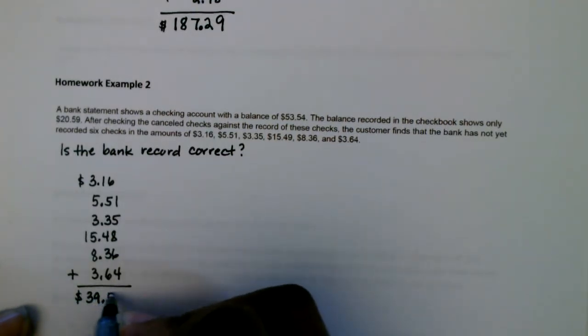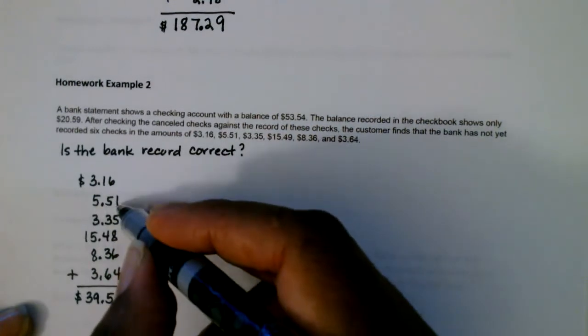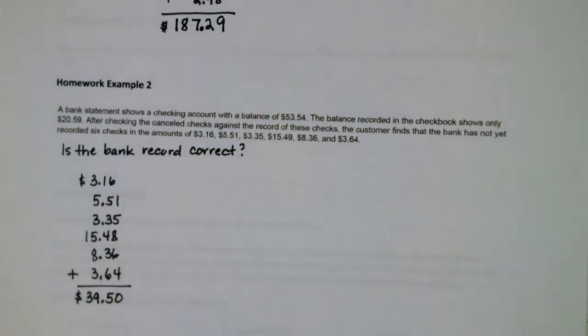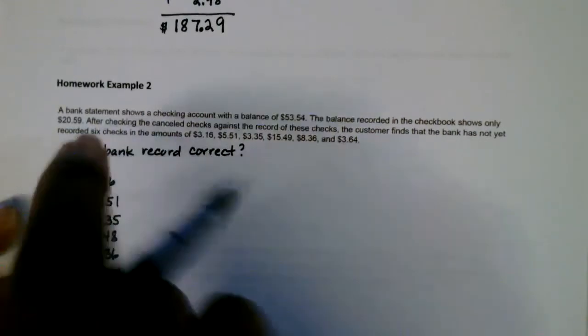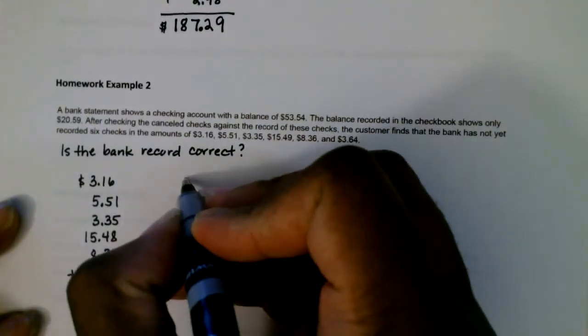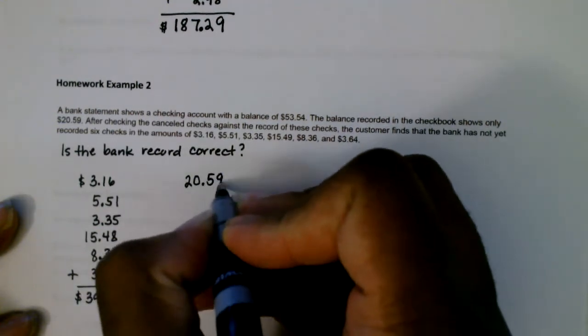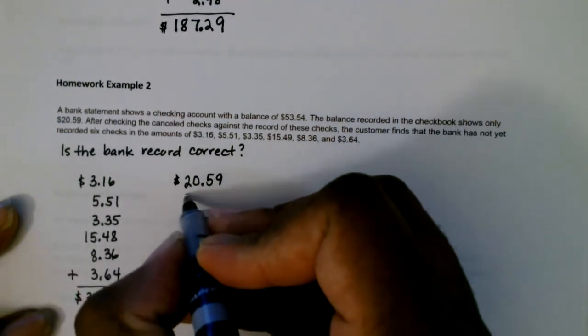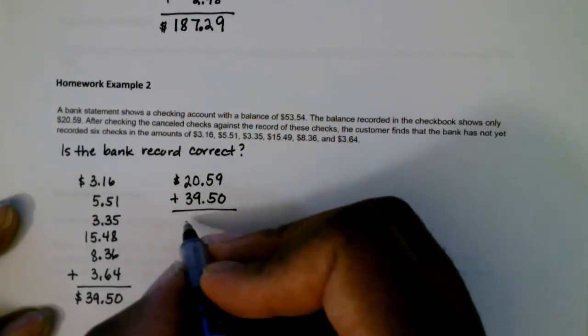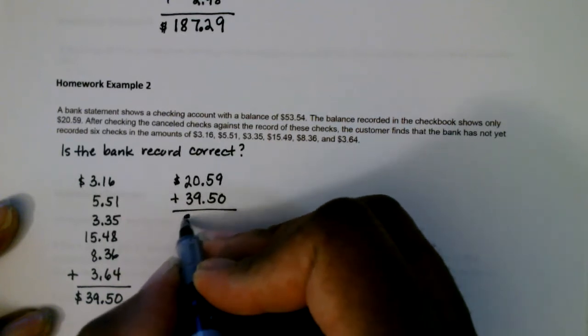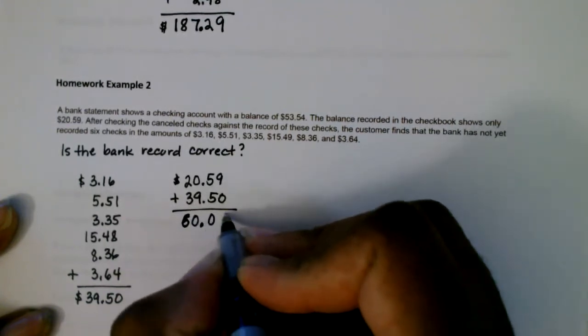And assuming that I did this right, this is $39.50. Okay. So the total of those checks is $39.50. Now, in this case here, the balance recorded in the checkbook only shows $20.59. So if I add $20.59 to the checks that are outstanding, that's $39.50, I will get $60.09.